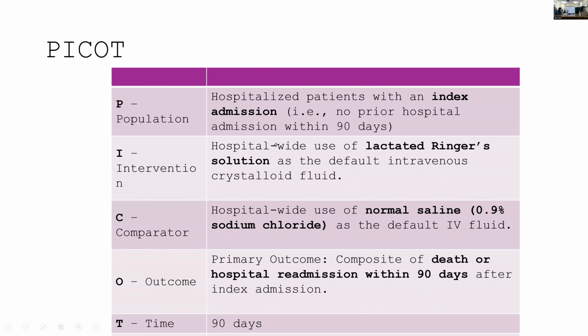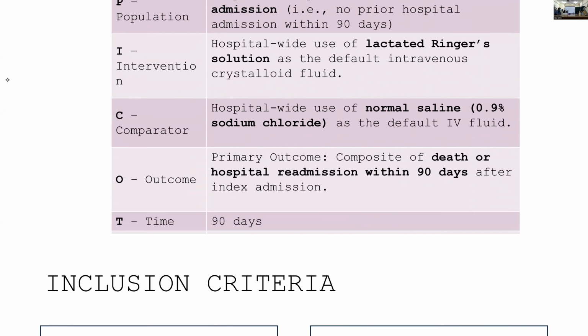So this is the PICOT statement. The population is hospitalized patients with an index admission, that means with no prior hospital admission within 90 days. The intervention is giving lactated Ringer solution. The comparator is giving normal saline solution as a default IV fluid. Your outcome is the composite of death or hospital readmission within 90 days. The time is 90 days. And the setting is 7 hospitals in Canada.